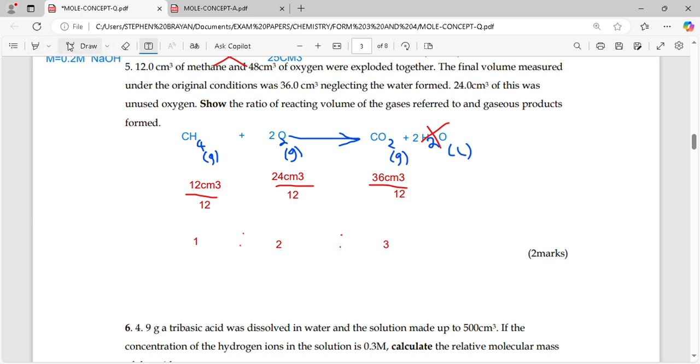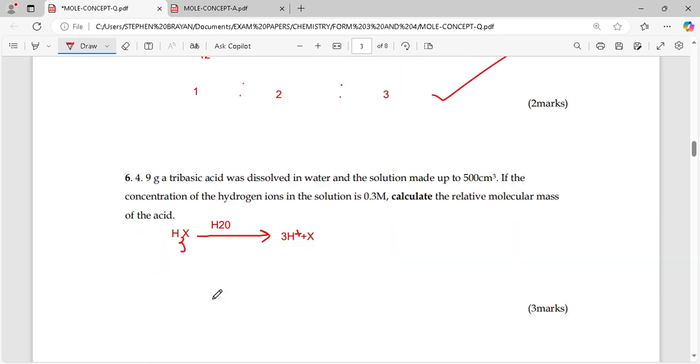I want also to do another question that is still on mole concept. This is going to form the third part of our question on mole concept. Now this question down here, you're told 4.9 grams of a dibasic acid was dissolved in water and the solution made up to 500 cubic centimeters. If the concentration of the hydrogen ion was 0.3 molar, calculate the relative molecular mass of the acid.